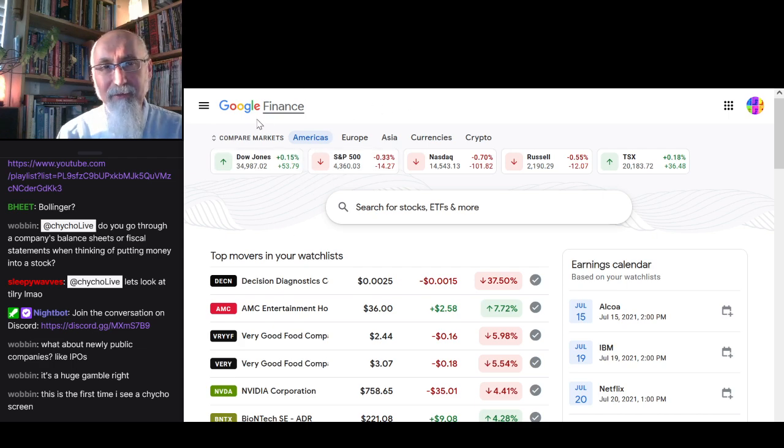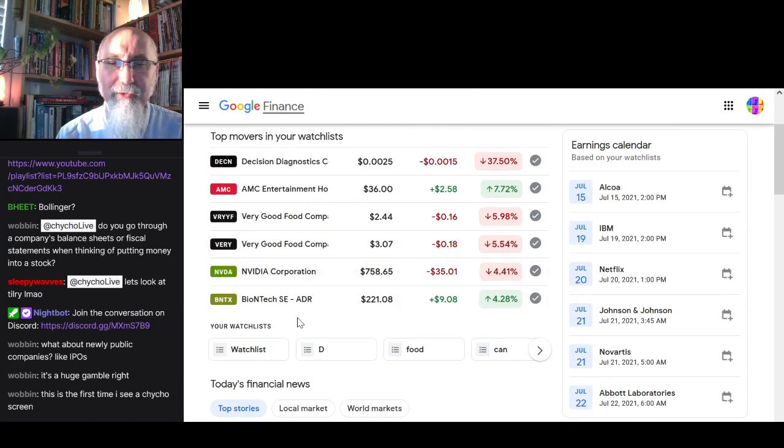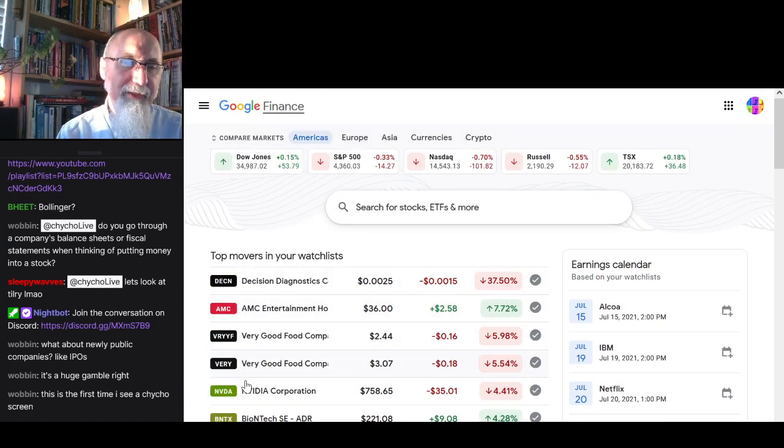Check it out. Okay, now Google Finance, you can click on it, you can create playlists, you can do whatever you want, right? Here are some companies that I've been keeping track of. We'll take a look at one of these anyway.